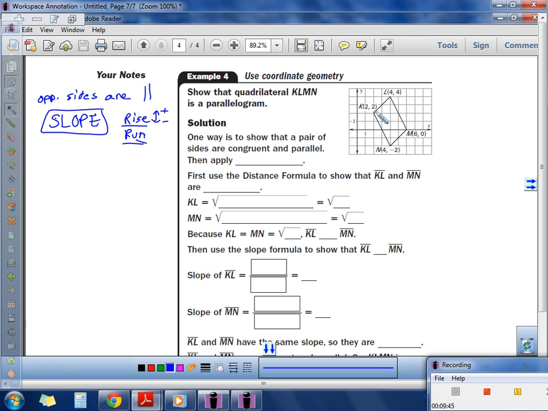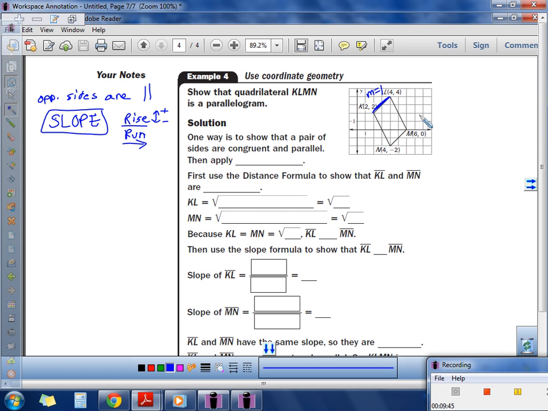So say I want to find the slope of this piece right here. Which point should I start with? K or L? K. Why should I start with K? It's the leftmost point. Remember, we kind of read left to right, so which one's leftmost? K. So I start here. I want to count over to L. So how much do I rise? 2, and I run 2. And we should know that 2 over 2 is just 1. The slope of that piece is just 1.